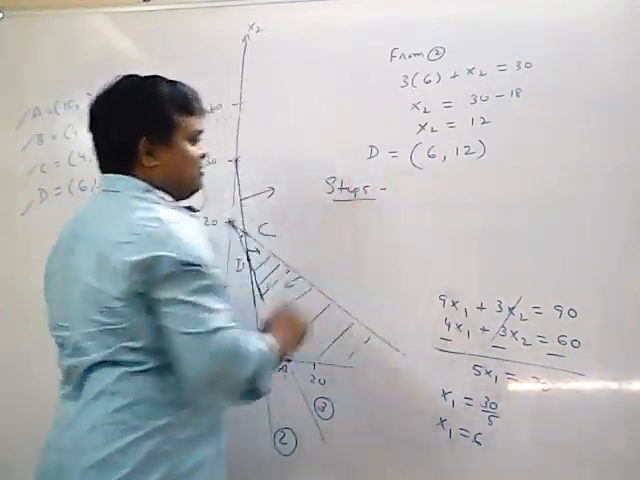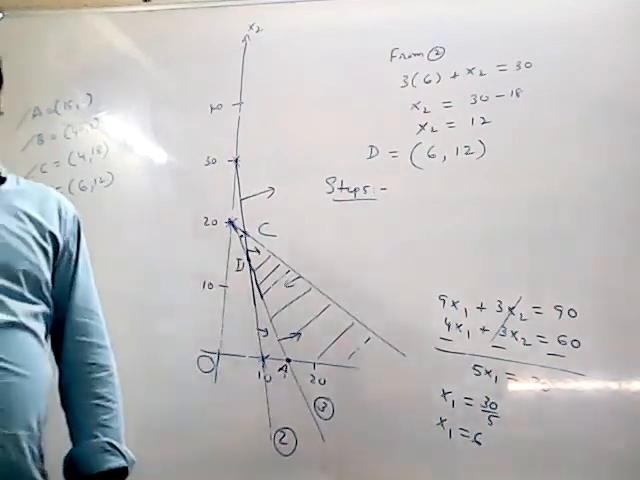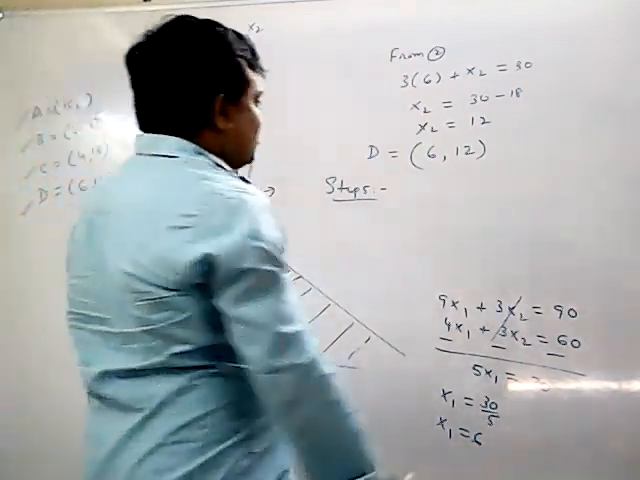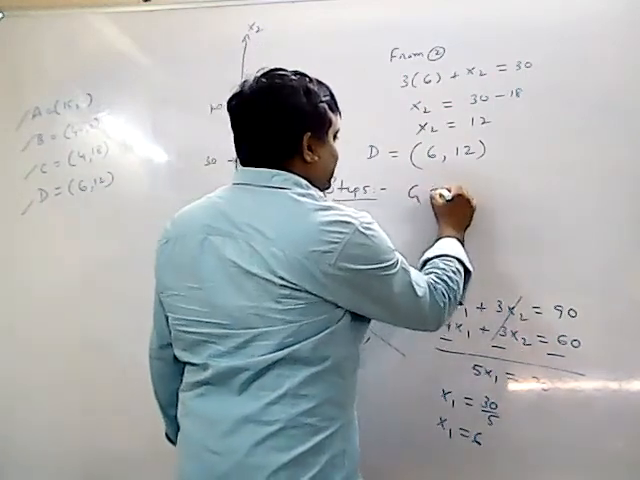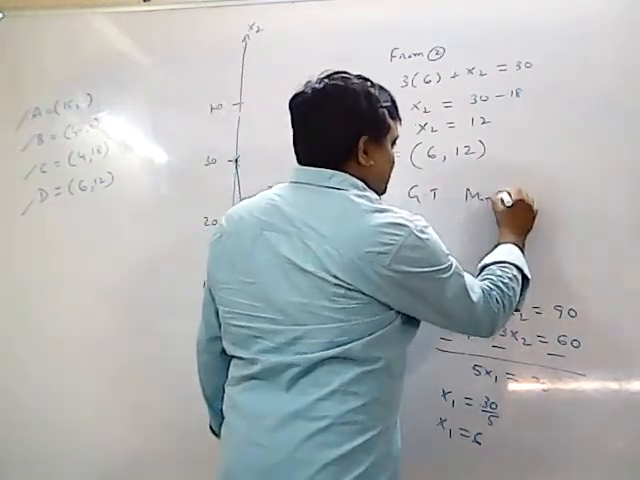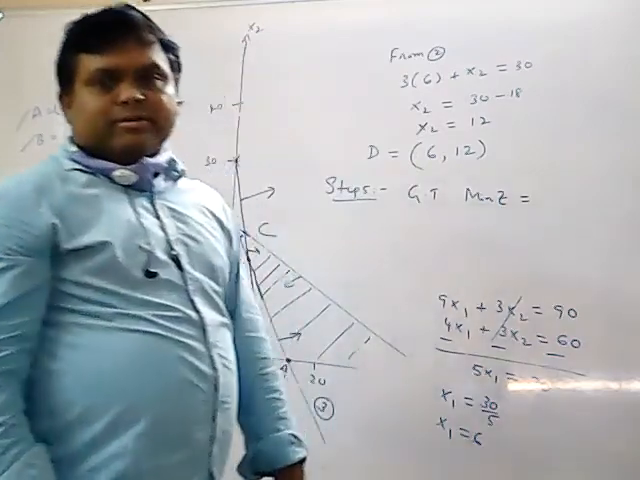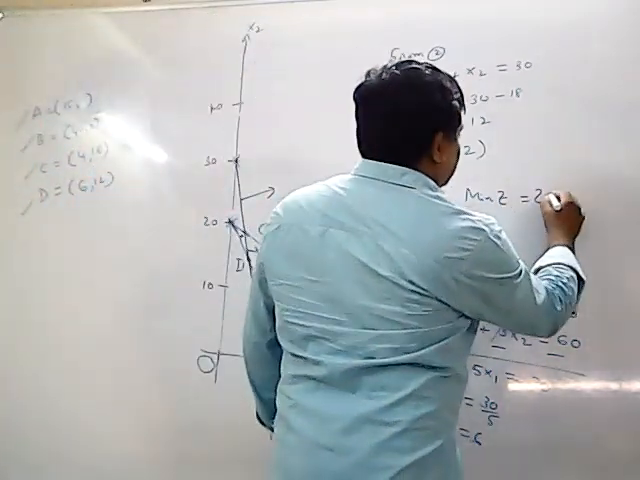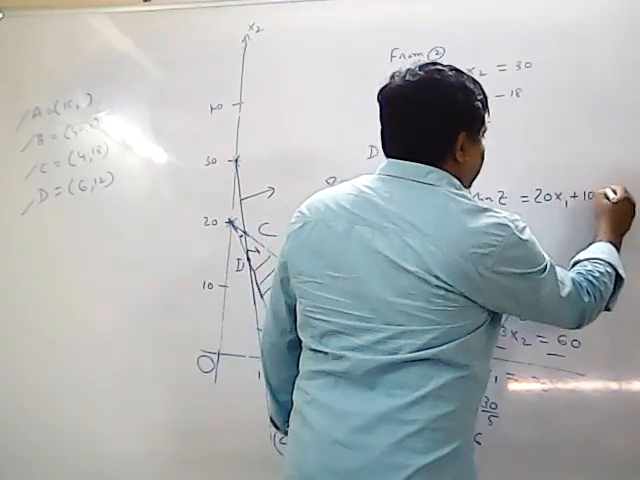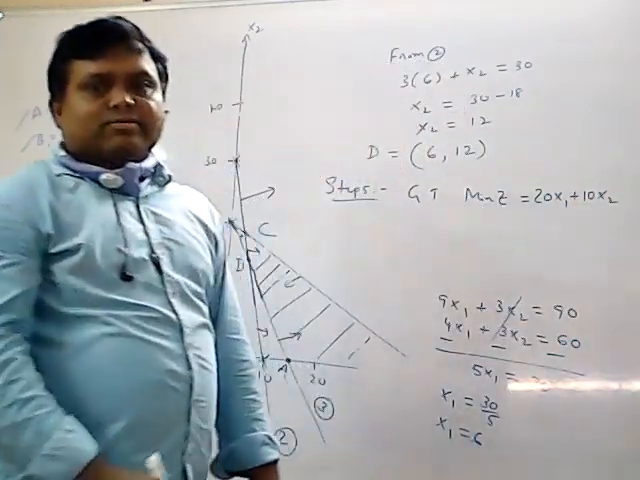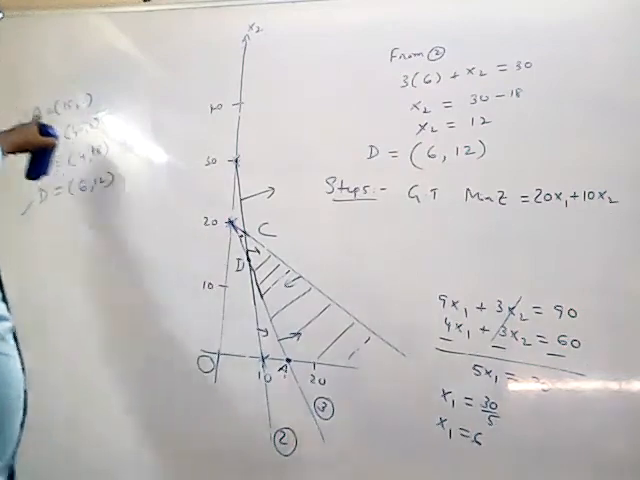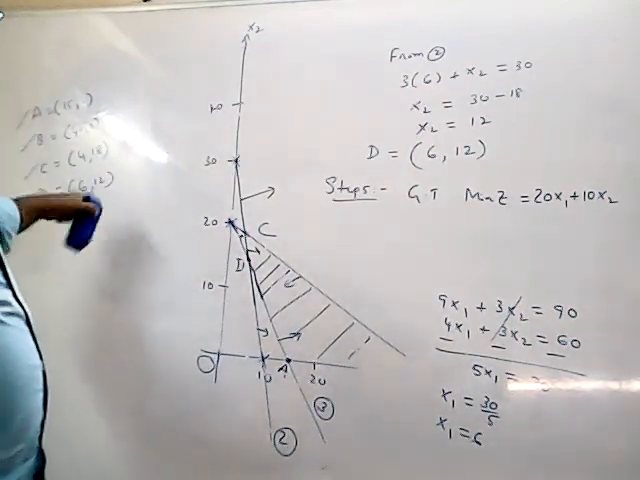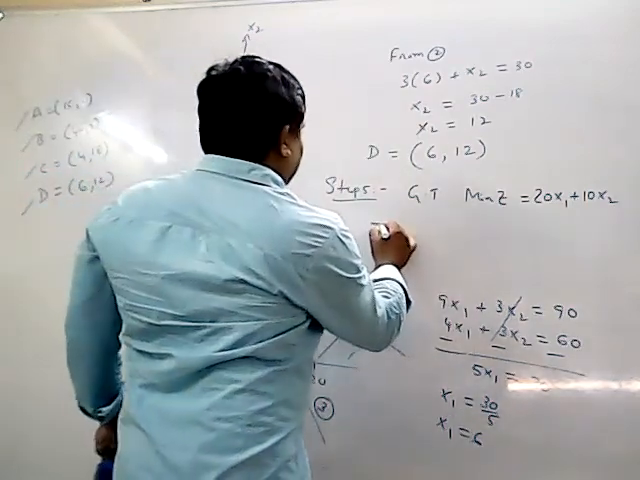What is step number 5? Step number 5 is to identify your objective function. The objective function is given as maximization or minimization. Here minimization is given, so minimum z equal to 20x1 plus 10x2. Now, at the corner points of the feasible region, just substitute these parameters and check. Wherever you find the minimum value, that's your answer. First I will calculate ZA.